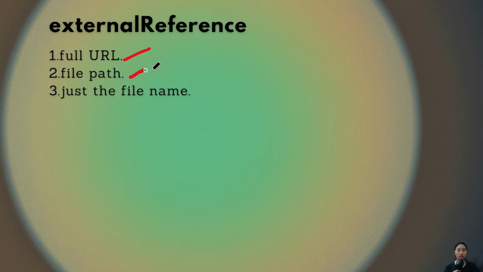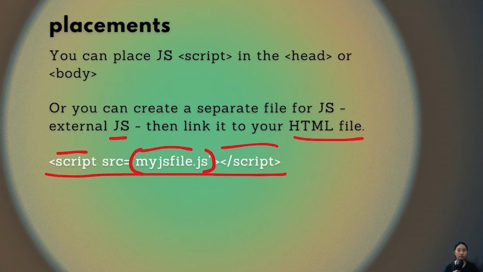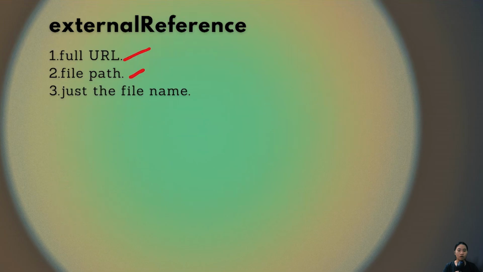Or you can use the file path, for example, user, document, JavaScript file, right? And then the name of your JavaScript file, for example, like myjsfile.js. Or you can simply go for just the file name if the HTML file and the JavaScript file are in the same folder.